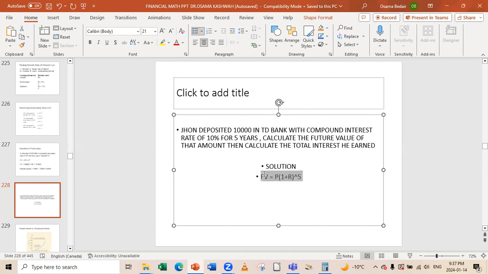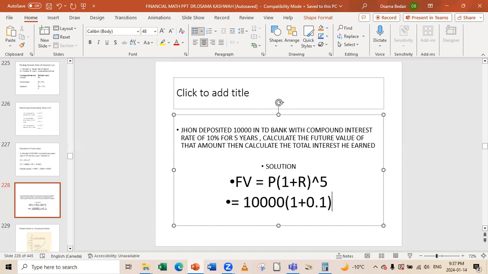Let me enlarge the solution for you guys so that you can see it very properly. Here it is. So simply, the origin is $10,000. Control and C. So that will equal P is 10,000, Control and V, multiplied by 1 plus the interest rate, which is 10%. So 10% will be 0.1. Then the power is for 5 years.